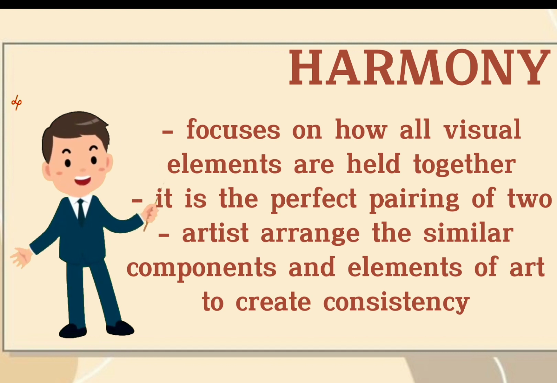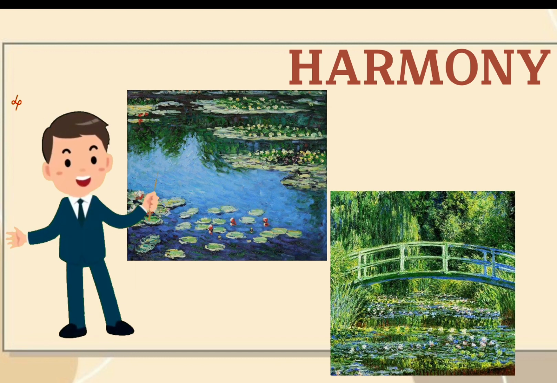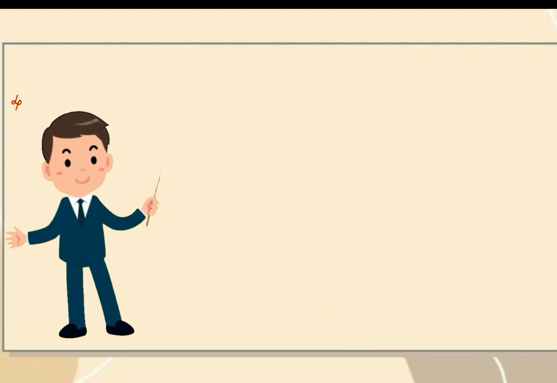If, for example, your composition is using wavy lines and graphic organic shapes, you would stay with those types of lines and not put in just one geometric shape. Here are some examples of harmony.